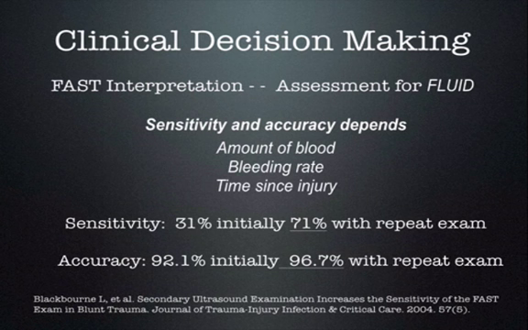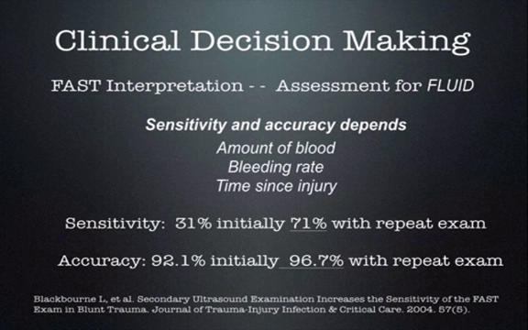One is the amount of blood present. So the less blood there is, the harder it is to detect, the lower your sensitivity. The bleeding rate, because the amount of blood is dependent on how quick the artery is losing blood, and the time since injury.